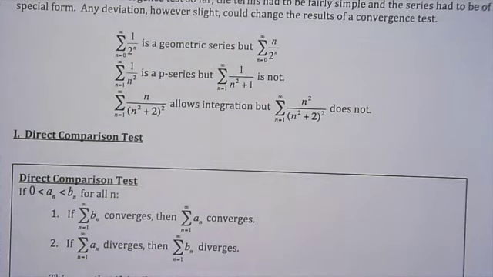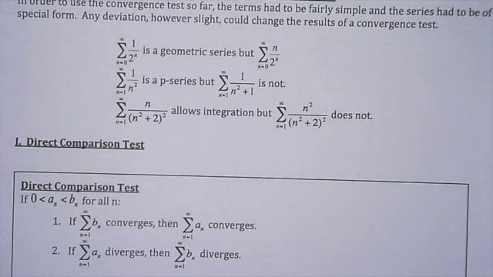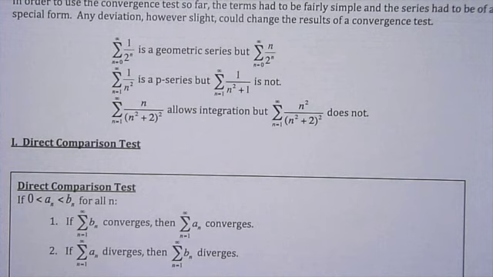Another way to test convergence or divergence is to compare it to another series that we can find convergence or divergence pretty easily. And there's two of them. One's called a direct comparison test, one's called a limit comparison test. The idea is that you're going to compare it to a series that you already know information about because they behave very similarly in the long run.